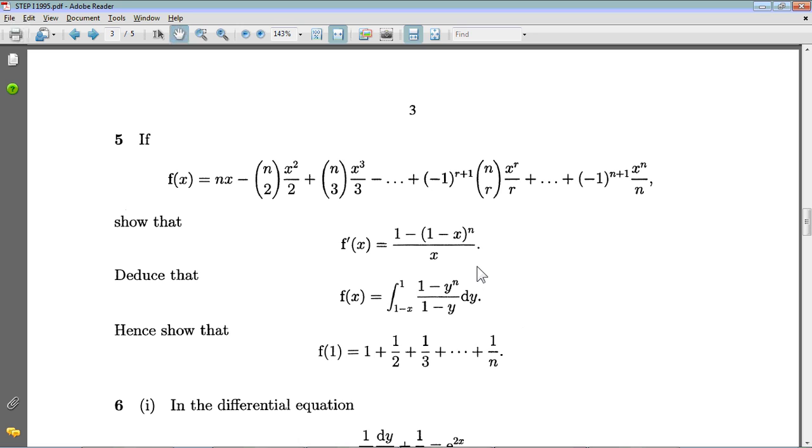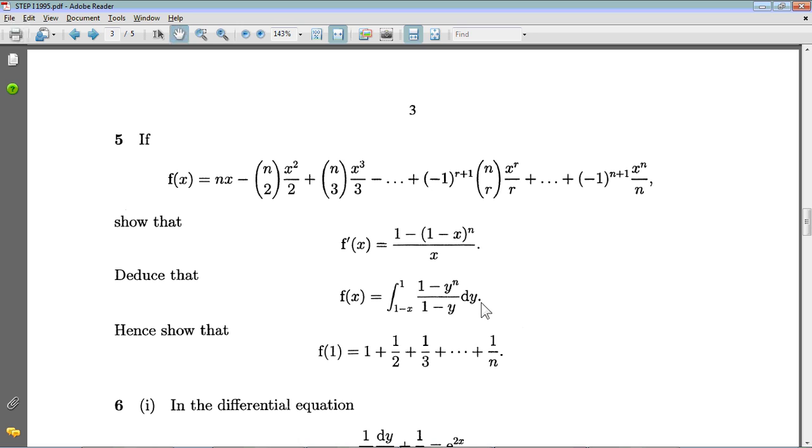So now we'll move on to the second part. The second part says deduce that the function f(x) is equal to the integral from 1 minus x to 1 of the function 1 minus y to the power n divided by 1 minus y dy. And I think this part of the question is going to be rather difficult for many students. What makes it difficult is this change of variable from y to x. That is really going to throw people a lot.